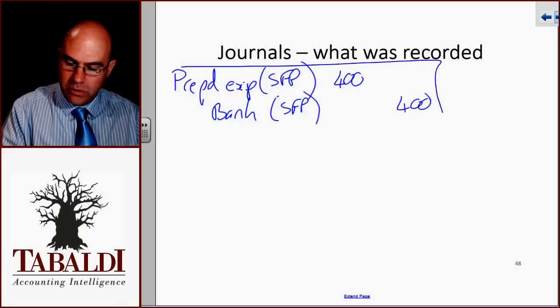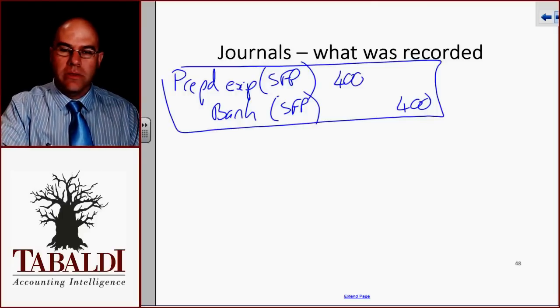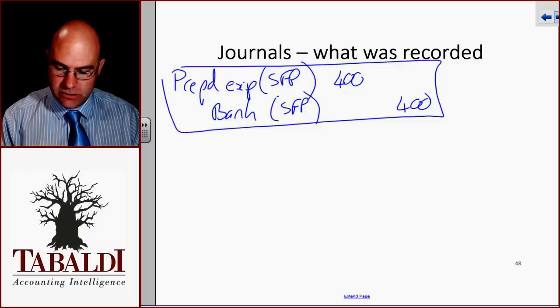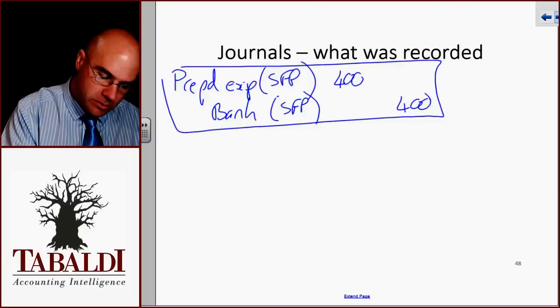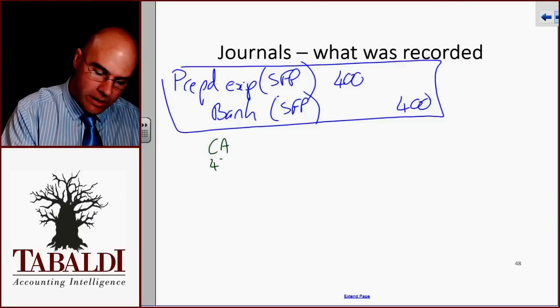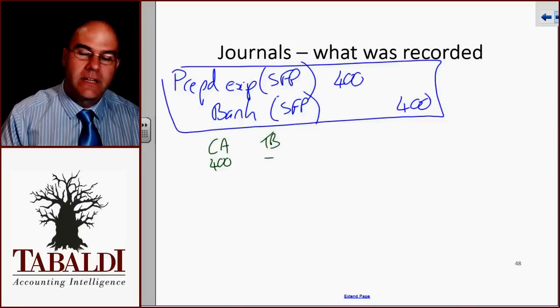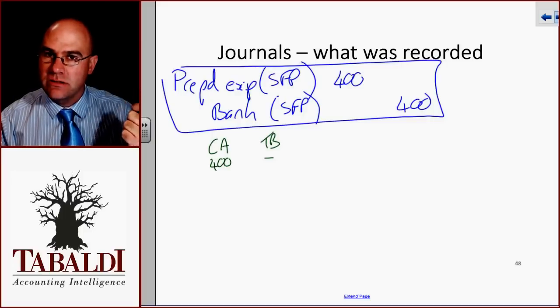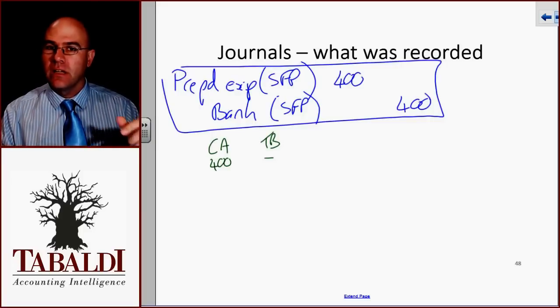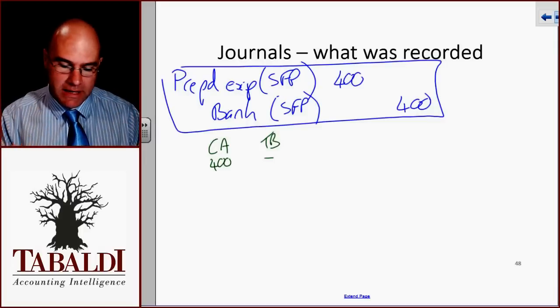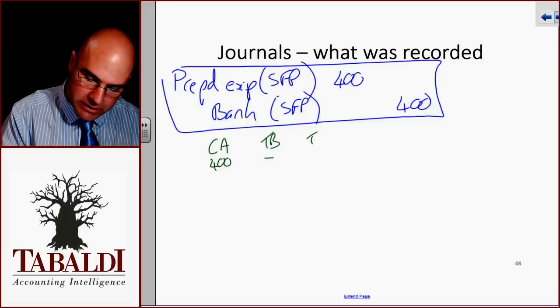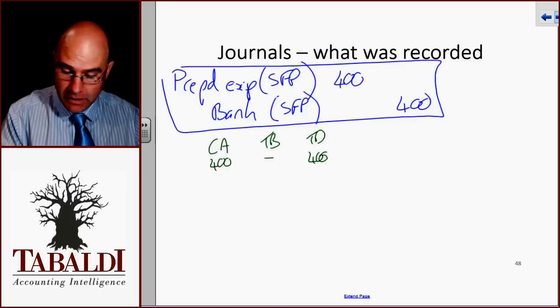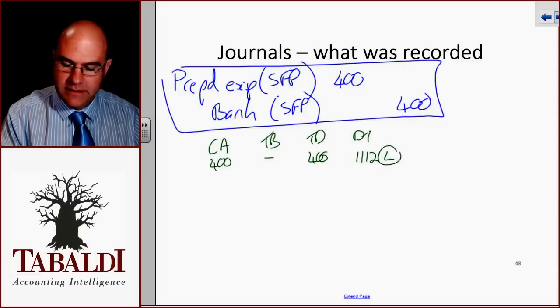This is not all that would have been recorded, ladies and gentlemen, because along with this there would have been deferred tax, right? So along with this we would have had a carrying amount of 400, a tax base of 0. Remember, the tax base of an asset is equal to future tax deductions. When did we get the deduction for this? As the amount was paid. Okay, temporary difference, 400. Deferred tax would have then been 112, being a liability.